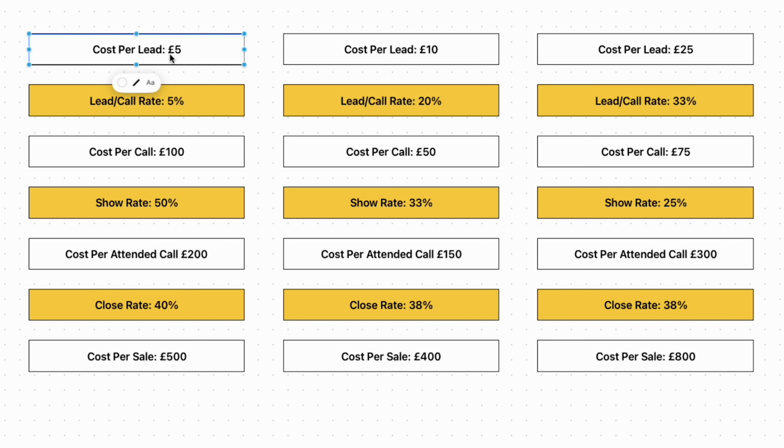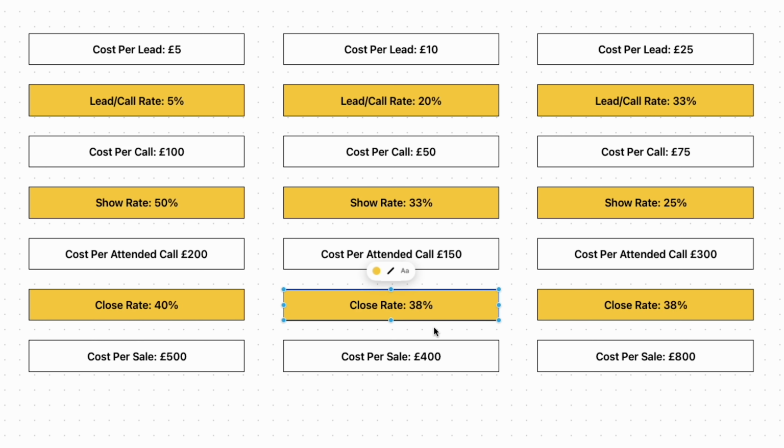Even though we had great lead cost over here, this one's now kind of sitting in the middle at our attended call cost of £200. Now you've got your close rate. So this one here, let's say we have like a 40, they're all pretty similar. So let's say we have a 40% close rate. We're looking at £500 a sale.